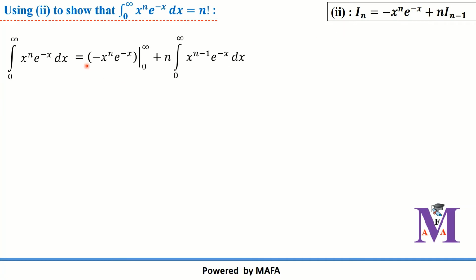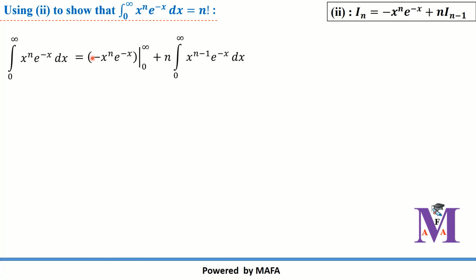So what I'm going to get here is negative x to the n e to the negative x, from 0 to infinity, then plus n times the integral from 0 to infinity of x to the n minus 1 e to the negative x dx. See, I'm not replacing I of n minus 1 there because it is not I of n minus 1. Why? Because I of n minus 1 was an indefinite integral, but here I need to replace it with its equivalent. It's now a definite integral since I have limits from 0 to infinity, and specifically it is an improper integral because infinity is a term, let me put it that way, which is not in the domain of definition of the integrand.